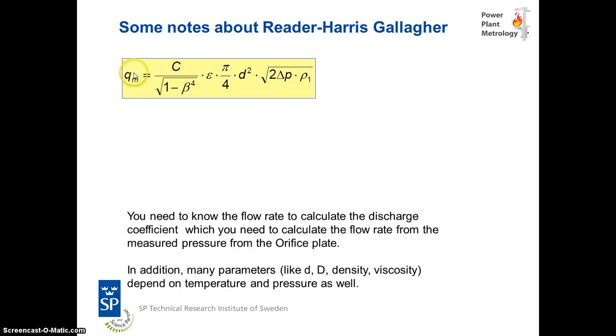Yeah, and here we have it. You have the flow rate and you have the discharge coefficient. So you need to know the flow rate to be able to calculate the discharge coefficient, and you need the discharge coefficient to calculate the flow rate. And in addition to this, you have a lot of parameters like the diameters and the viscosity and the density. They depend on the pressure and the temperature as well. So you really have a hard problem. The discharge coefficient depends on the Reynolds number, and the Reynolds number depends on the flow rate, just in one equation. So it's a really tricky situation on how to do it.